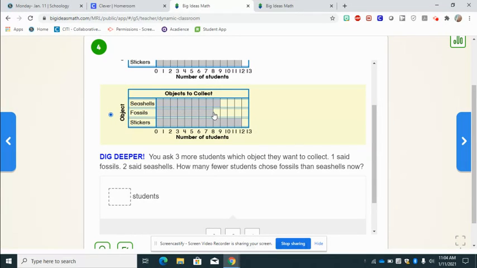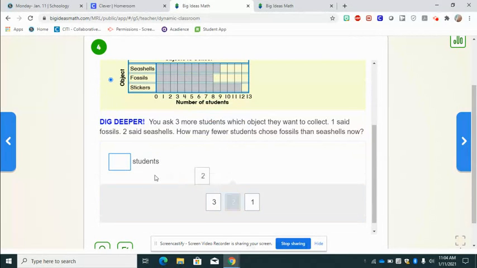8 students chose fossils, and if we add 1 more, that makes 9. And then 2 more said seashells. So 9 students said seashells, and if we add 2 more, that would be 11. Well, our question is, how many fewer students chose fossils than seashells now. So if we added 2 to seashells, that would be 11. If we added 1 to fossils, that would be 9. So we have to figure out the difference between 11 and 9. Well, I know that 11 is 2 more than 9, so my answer is 2.